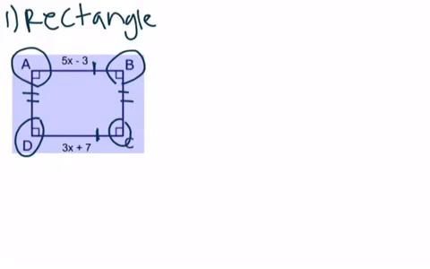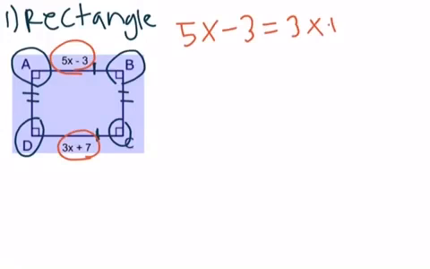So we can say that 5x minus 3 is equal to 3x plus 7. And now that we've written our equation out, we can solve for x, okay? So we're going to draw our line down the equal sign. We want to move all of our numbers to the right side, so let's add 3 to both sides first.